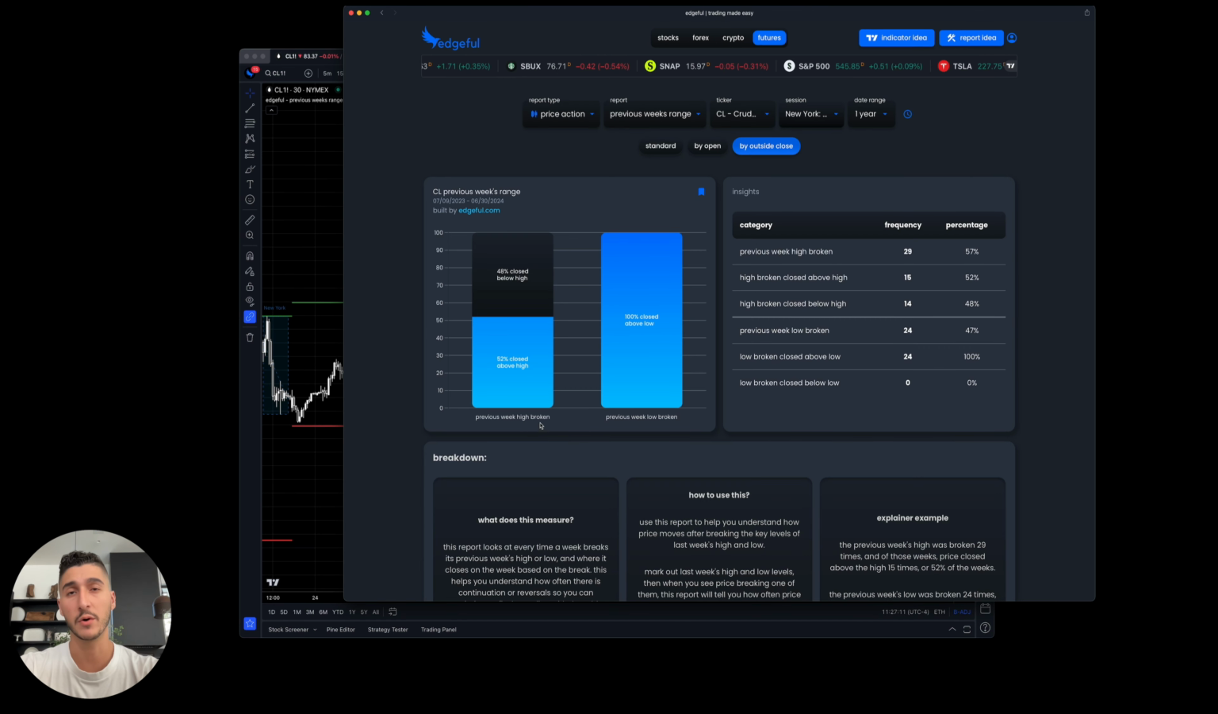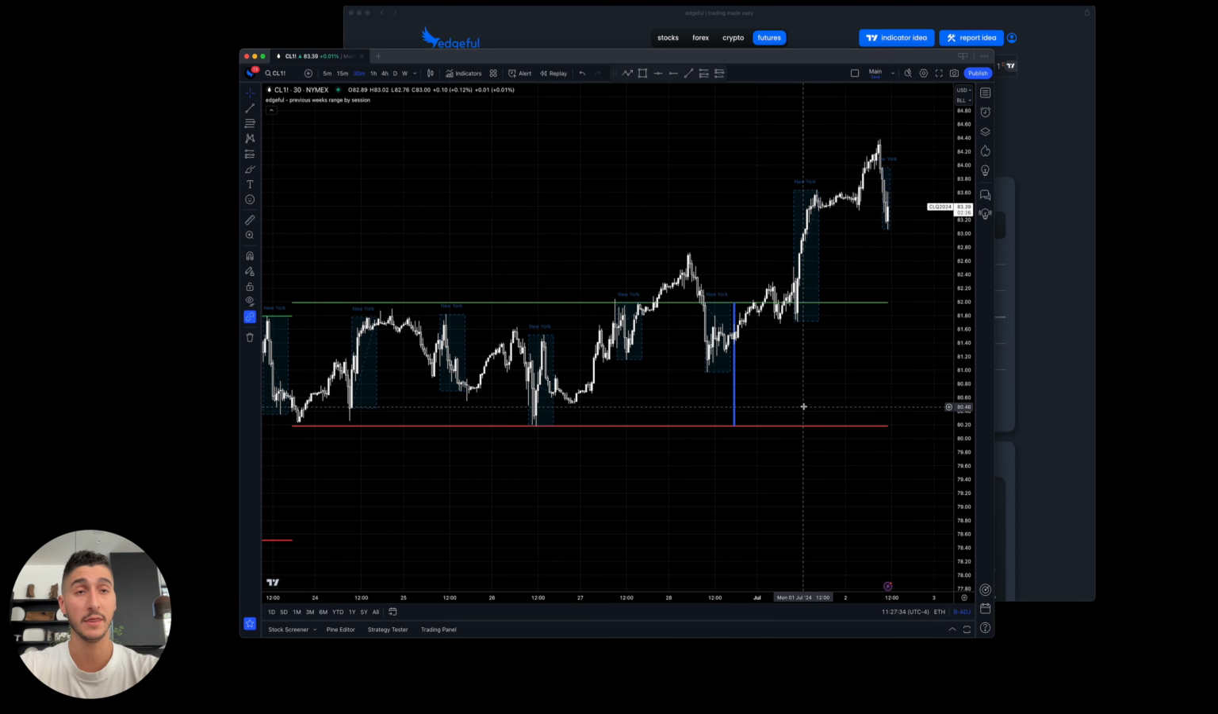So here, when we've broken the previous week's high, 52% of the time, looking at crude oil in the last year, prices closed above that high. Now, the edge here, specifically for crude oil, is not that great, but what's amazing is that 24 out of 24 times in the last year, when the previous week's low has broken, it has closed above that low.